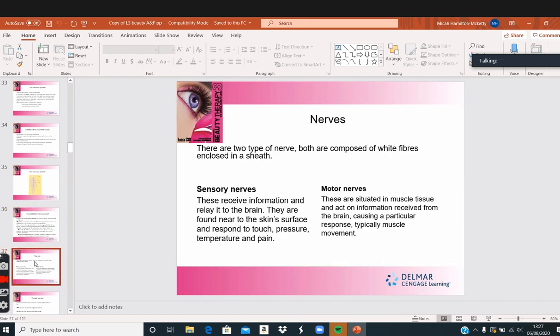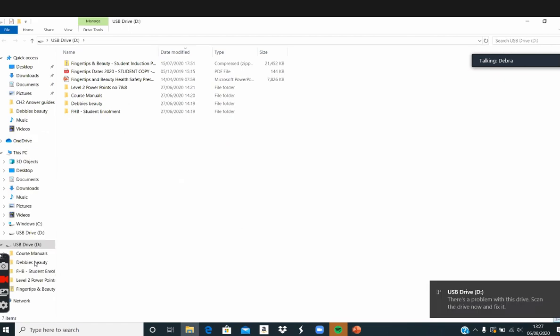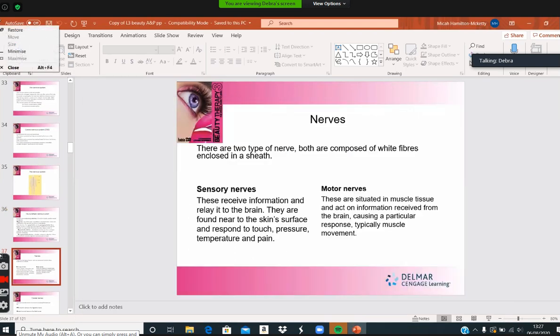Nerves. There are two types of nerve, both composed of white fibers and enclosed in a sheath. Do we understand what a sheath is? A sheath is like a covering. Yes, a white covering to hold bundles of things together.